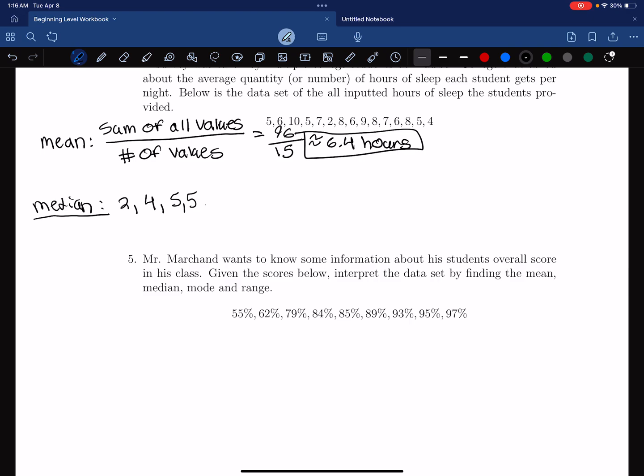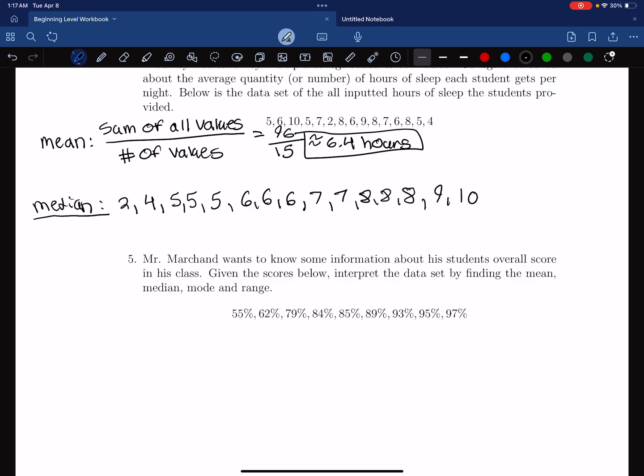So we've got 3 5s, and then we've got 3 6s, 2 7s, 3 8s, and then a 9, and then a 10.